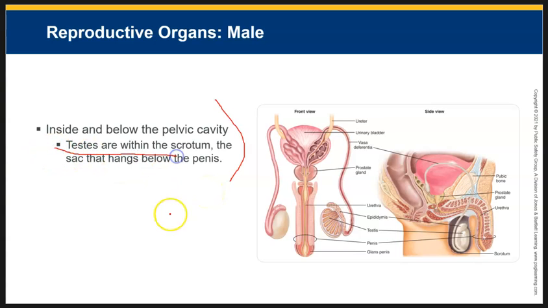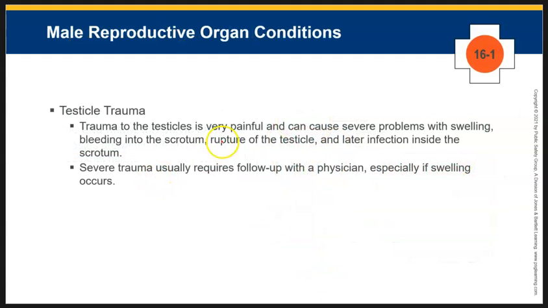The testicles are inside the scrotum and hanging outside below the penis. Testicle trauma is going to be very painful in the case of a straddle injury, for example, and we can have associated problems such as swelling or bleeding with that. A rupture of the testicle could occur, and so trauma to this patient should require follow-up with a physician.